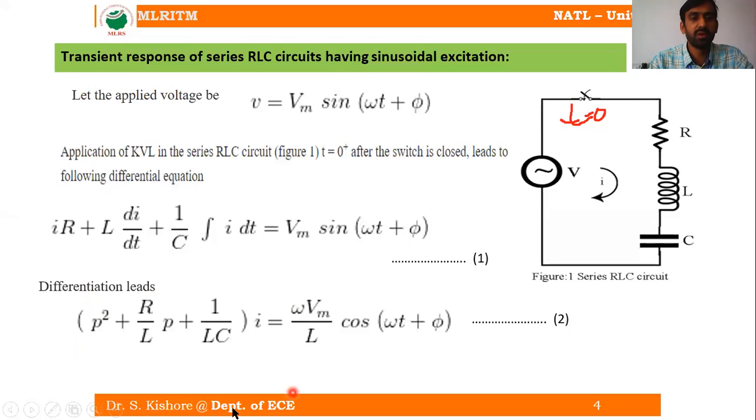The differentiation leads to this expression where P square is your second order derivative and P is your first order derivative, and 1 by LC into I is equal to omega Vm by L into cos of omega t plus phi. Let this be equation number 2.